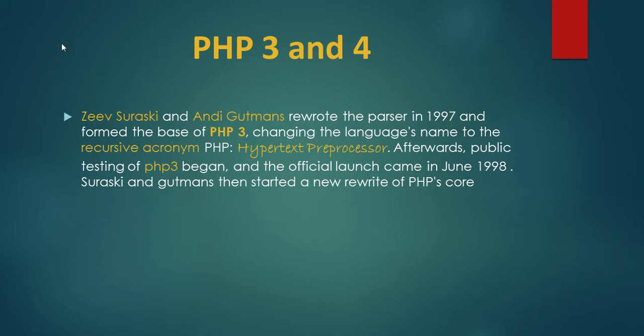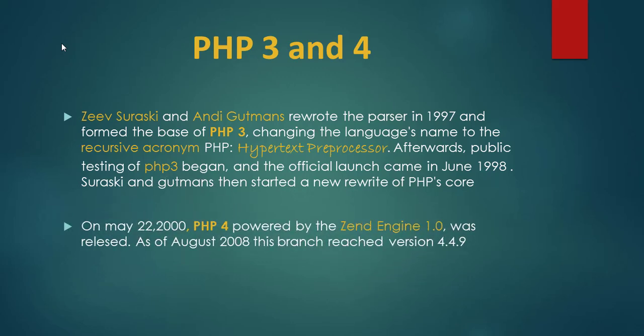PHP 3 and 4. Zeev Suraski and Andy Gutmans rewrote the parser in 1997 and formed the base of PHP 3, changing the language name to the recursive acronym PHP Hypertext Preprocessor. Afterwards, public testing of PHP 3 began and the official launch came in June 1998. Suraski and Gutmans then started a new rewrite of the PHP core. On May 22, 2000, PHP 4 powered by the Zend Engine 1.0 was released. As of August 2008, this branch reached version 4.4.9.